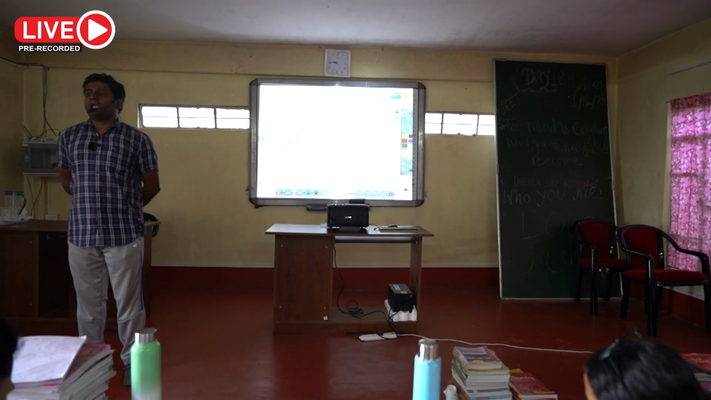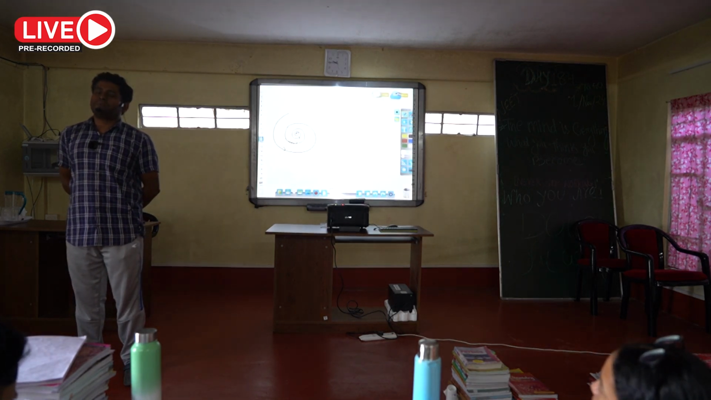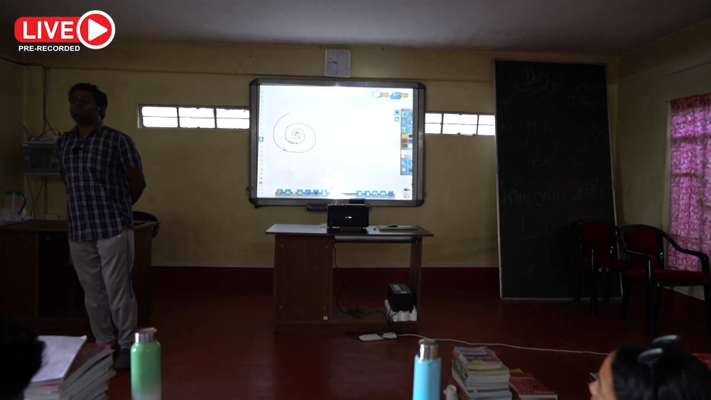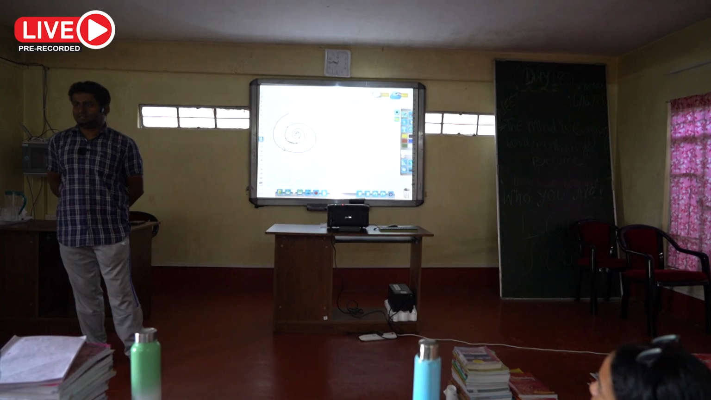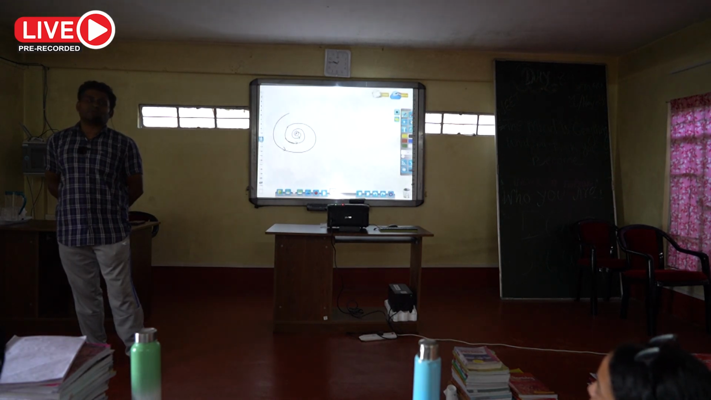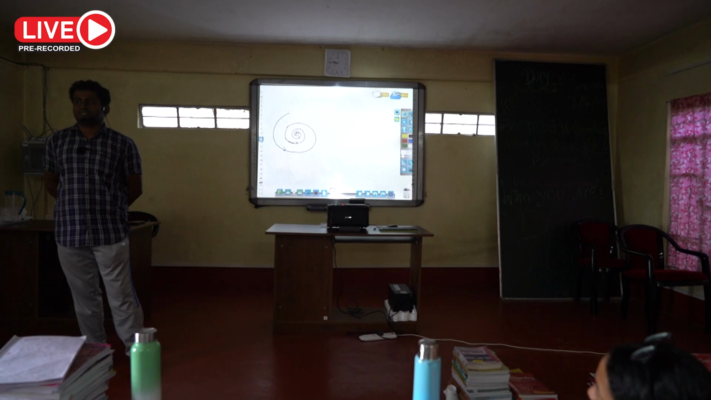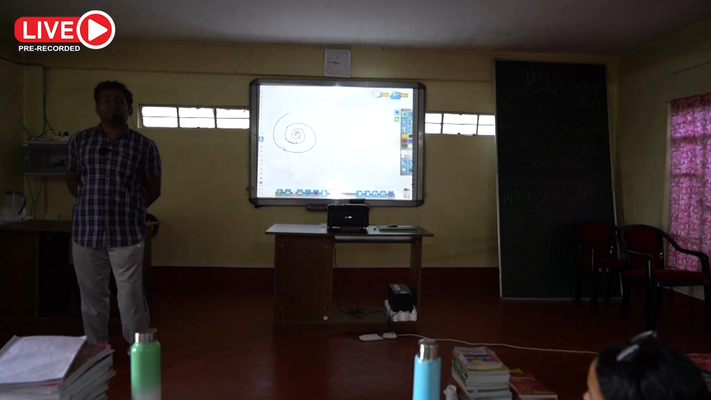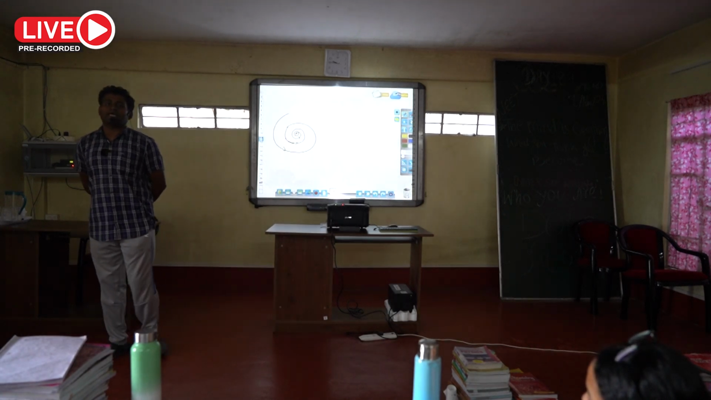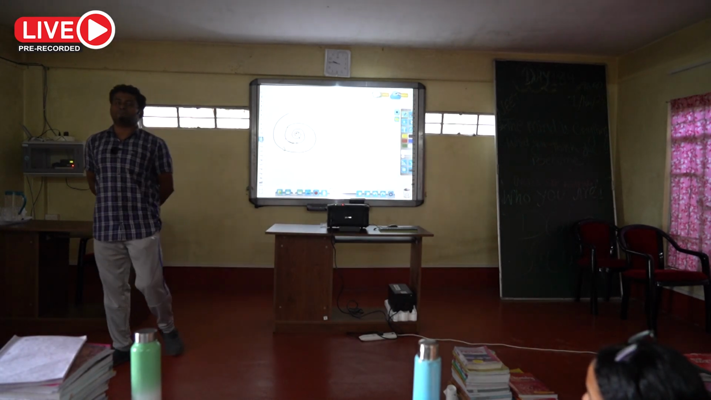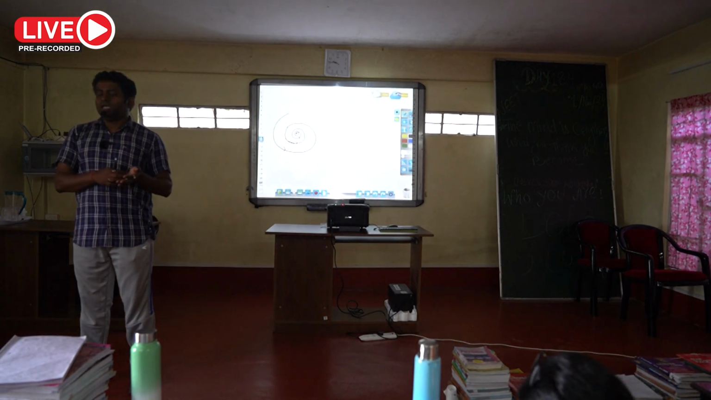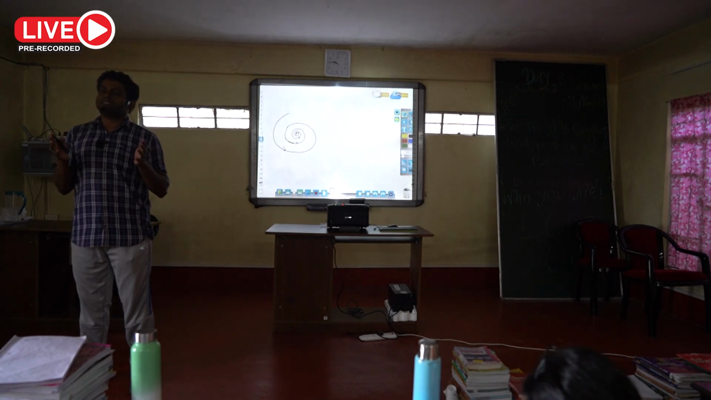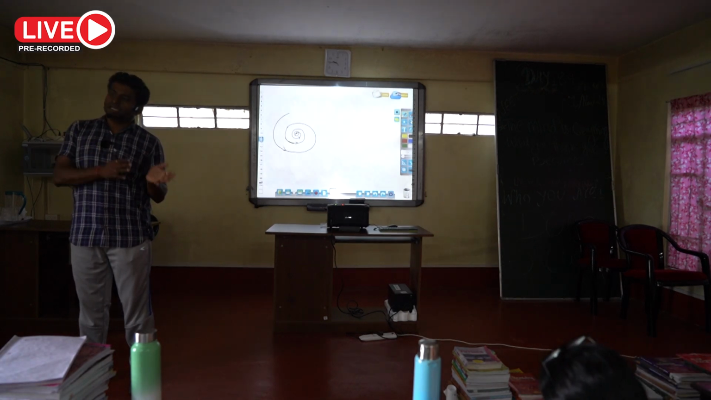Because at that time when Niels Bohr proposed this model, quantum mechanics was not developed in its full form. Today we know that quantum mechanics is a developed branch, but in those days only the early quantum theory given by Max Planck and by Einstein in explaining the photoelectric effect was there. These are called the early quantum theory. The entire quantum mechanics was not developed at that time.